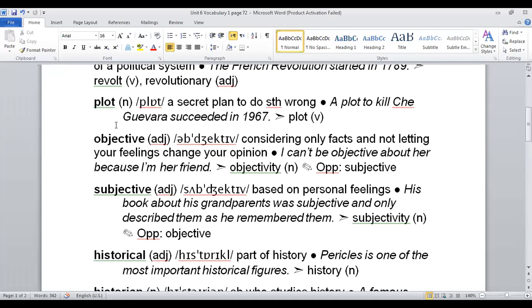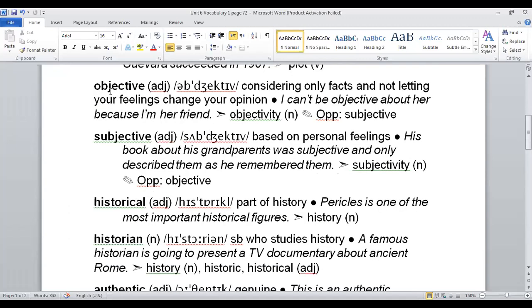After that, we have another word which is objective. This word objective means considering only facts and not letting your feelings change your opinion. Like this example, I can't be objective about her because I'm her friend. So objective here means to consider only facts. You are telling the truth, you are telling the facts, not letting your feelings change your opinion at all.